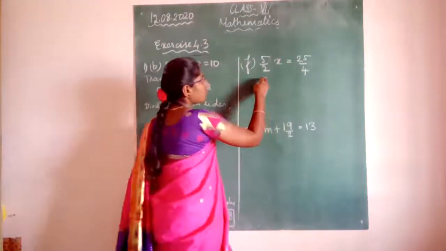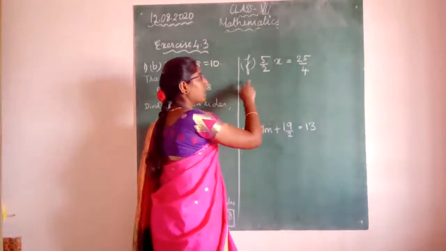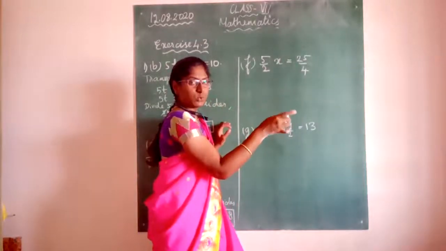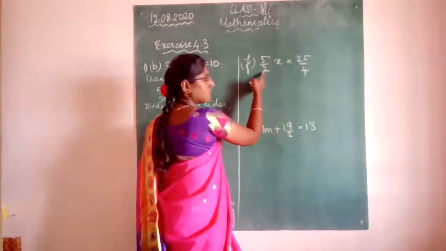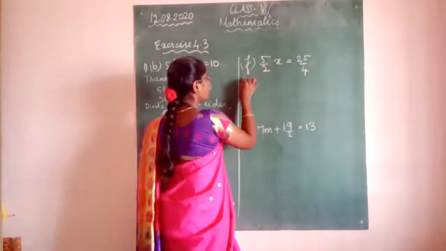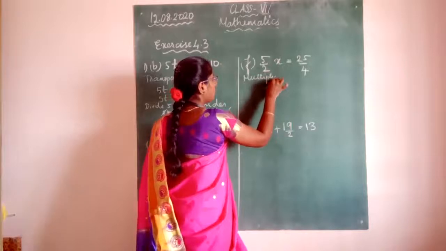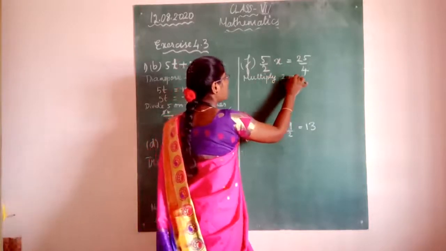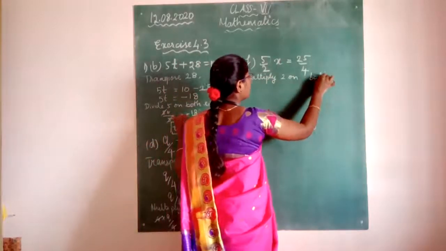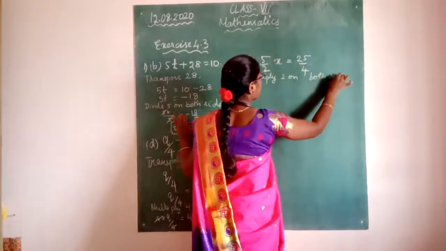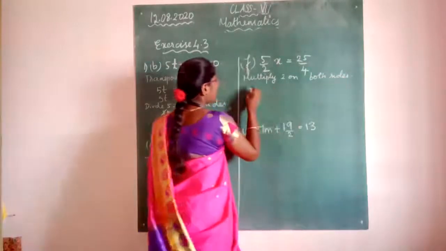Next is f subdivision. Here we have to first multiply by 2. Okay? Because 2 is divided, right? First multiply by 2. Multiply 2 on both sides.